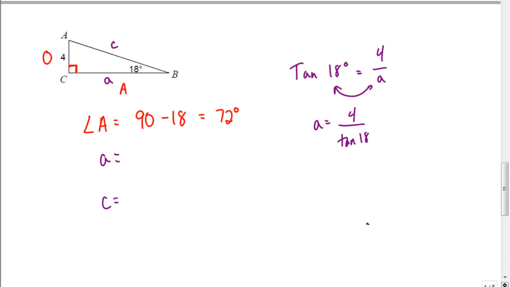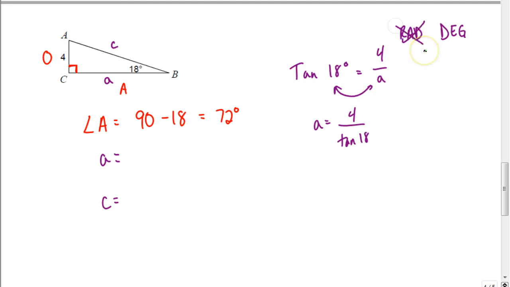Now, before you go and do this on your calculator, you want to make sure that your calculator is in degree mode. It's really easy if you have a scientific calculator. You just look on your screen and you should see D, E, G somewhere on your screen. If it's in radian mode, you'd see R, A, D.